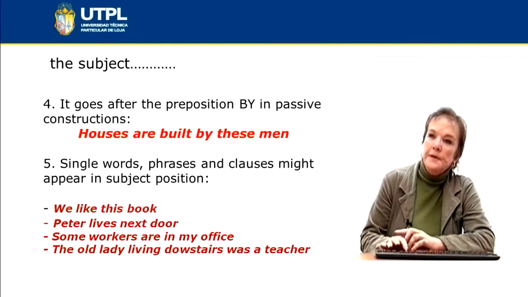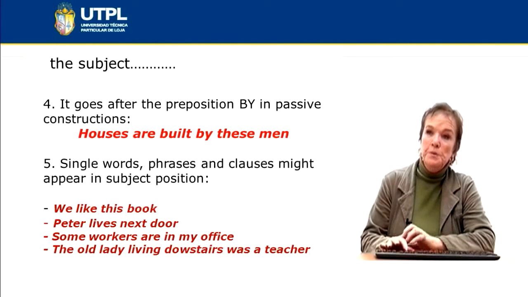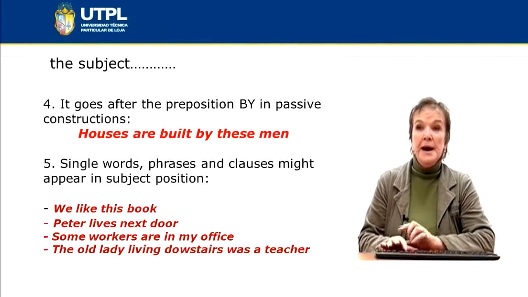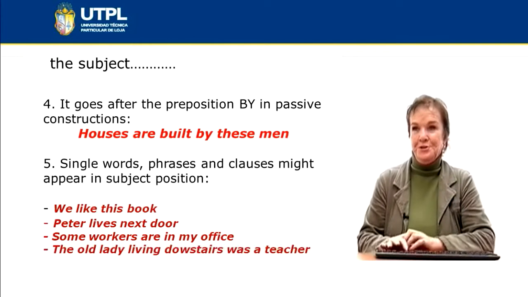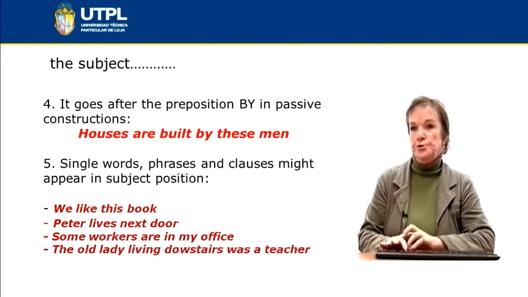Also, let's look at the following characteristic. Number 5, single words, phrases, and clauses might appear in subject position. It's what I told you before. Let's look at the examples. We like this book. Here, the subject is very simple. It's just a pronoun, we.